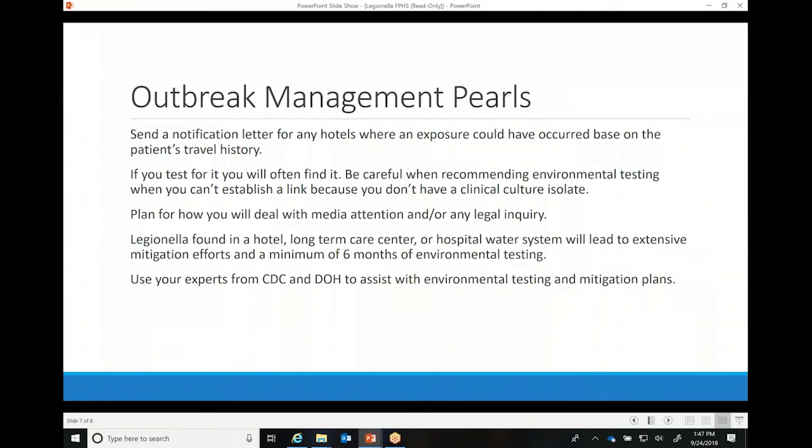So you're going to have some media attention with this. One thing you want to do is plan on who's going to take point and how you're going to deal with the media attention, because it can be confusing for the general public to understand that just because they found Legionella, it doesn't necessarily mean that there's a connection between that area where they've found the Legionella in the water system and the person who had the disease. There's not a smoking gun, even though to the general public that seems like a no-brainer.